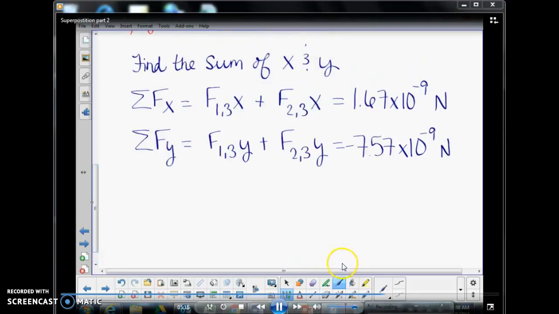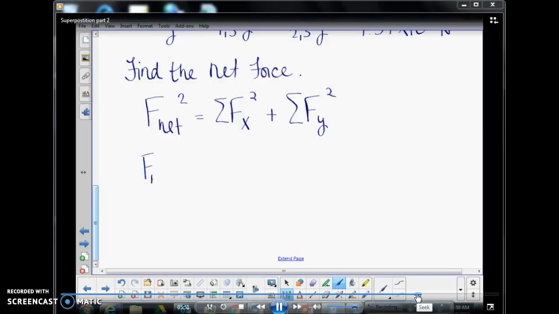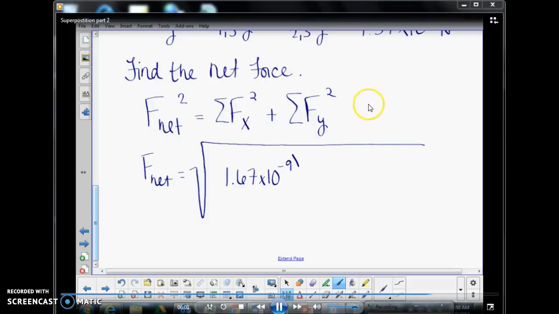We plug those two numbers into the Pythagorean theorem. So my formula is F net squared equals the sum of the forces in the y squared plus the sum of the forces in the x squared. When I take my two forces that I just found, I want to take the square root because I need to get rid of the squared here. So I take the square root of the entire right-hand side: 1.67 times 10 to the negative 9, don't forget to square that, plus negative 7.57 times 10 to the negative 9, make sure you square that as well. Add those together, take the square root, and you have found your net force.